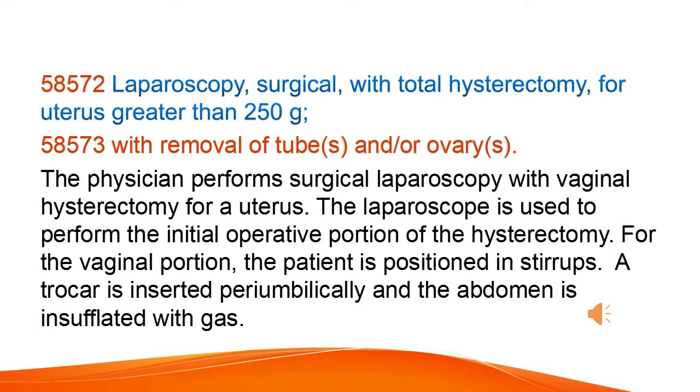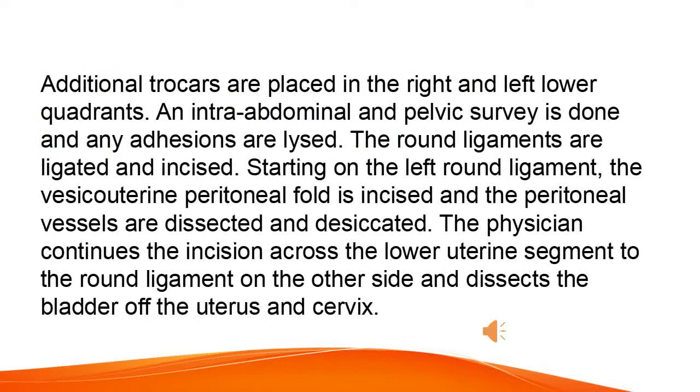The physician performs surgical laparoscopy with vaginal hysterectomy for a uterus. The laparoscope is used to perform the initial operative portion of the hysterectomy. For the vaginal portion, the patient is positioned in stirrups. A trocar is inserted peri-umbilically and the abdomen is insufflated with gas. Additional trocars are placed in the right and left lower quadrants. An intra-abdominal and pelvic survey is done and any adhesions are lysed.